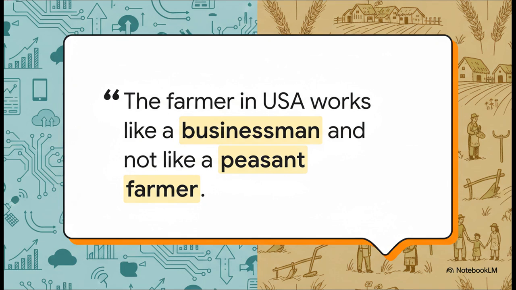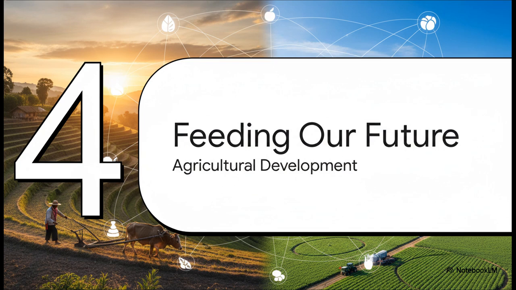There's a quote that just sums this all up perfectly. The farmer in the USA works like a businessman, not like a peasant farmer. Joe is running a business using data and technology to maximize his profits. Muna Lal is focused on sustaining his family, using traditional knowledge and community support. So the stories of Muna Lal and Joe Horan, they aren't just about two individuals. They represent the two extremes of a massive global challenge.